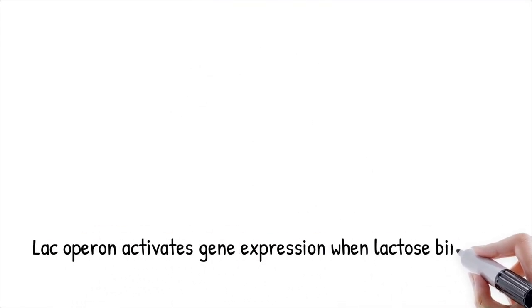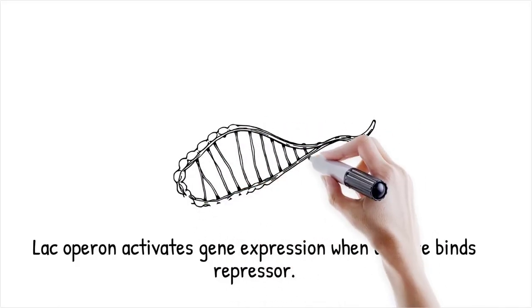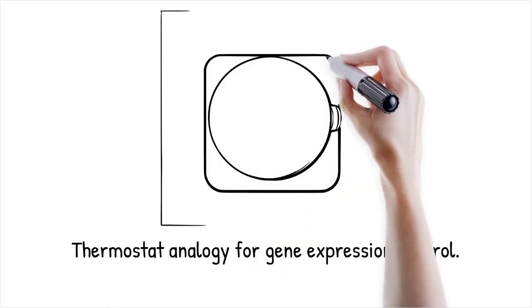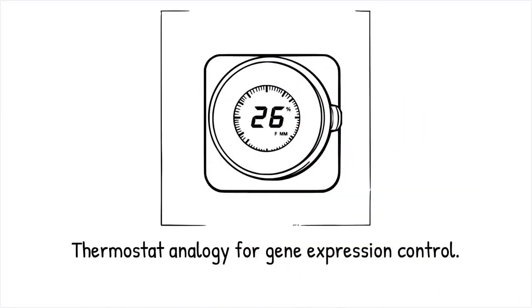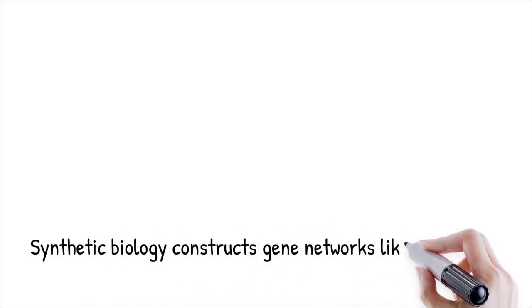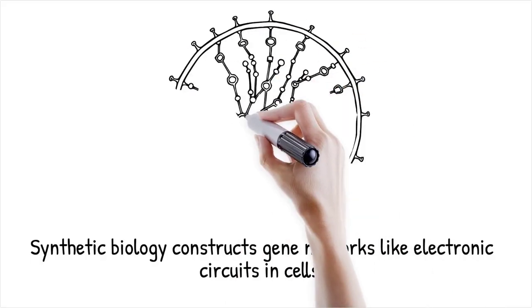The lac operon in bacteria remains off until lactose binds its repressor, triggering gene expression only when glucose is depleted. It is like a thermostat that remains idle until the temperature crosses a set point, then flips the heating system on or off. Synthetic biology enables the construction of artificial gene networks that mimic electronic circuits inside living cells.